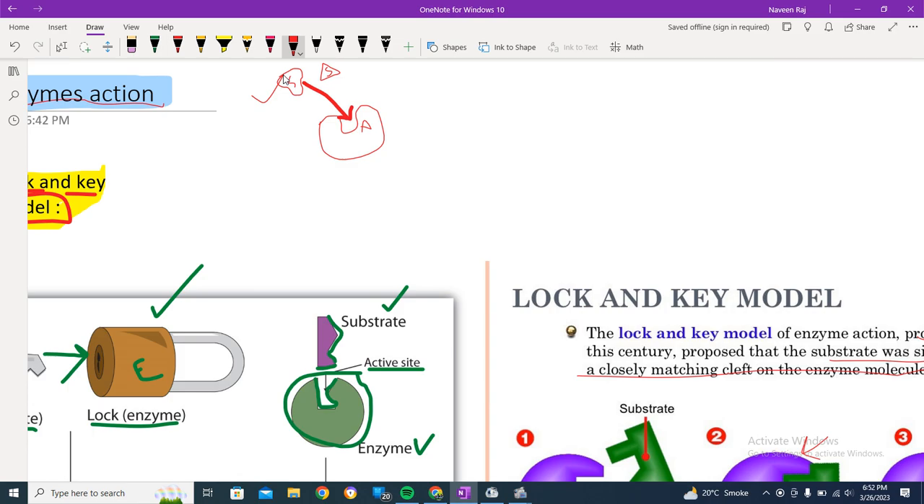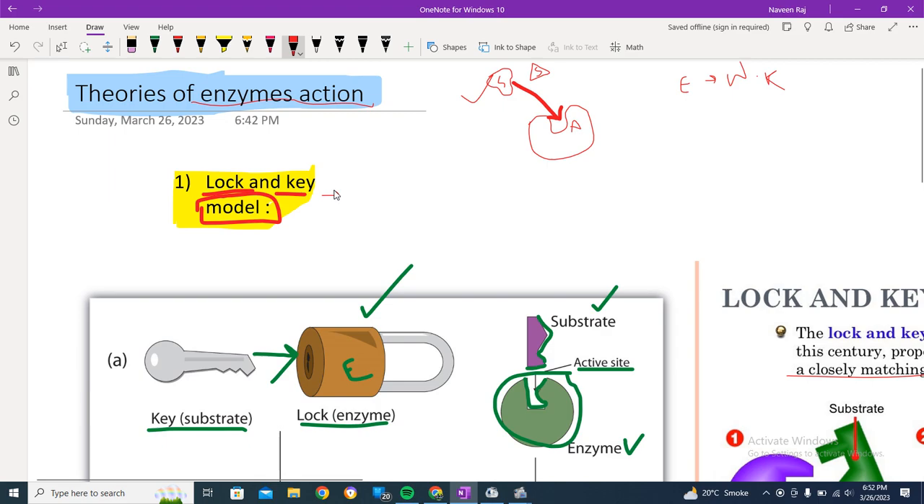In the last video I missed a point, and I would like to include that as well. The name enzyme was coined by W. Kühne. While this model was presented by Paul Fischer and D.D. Woods. These two scientists presented this theory or model.